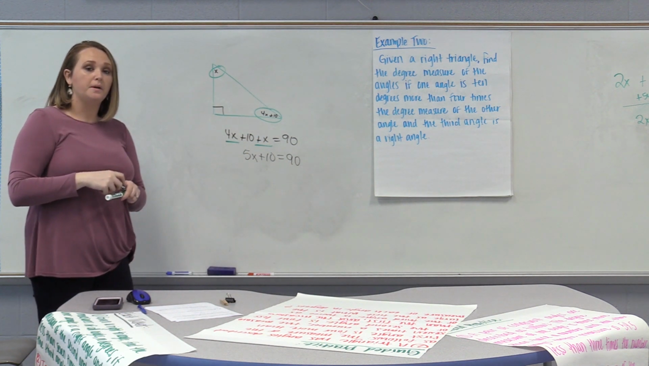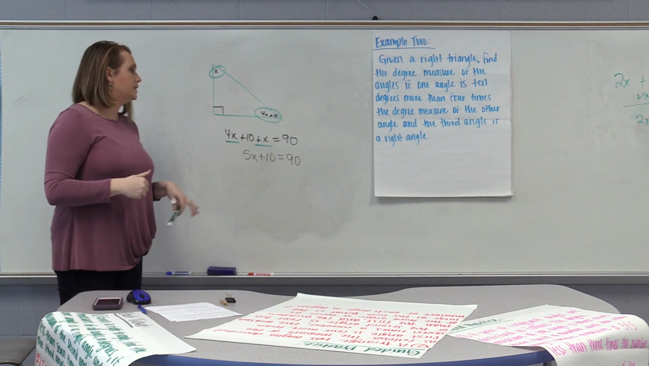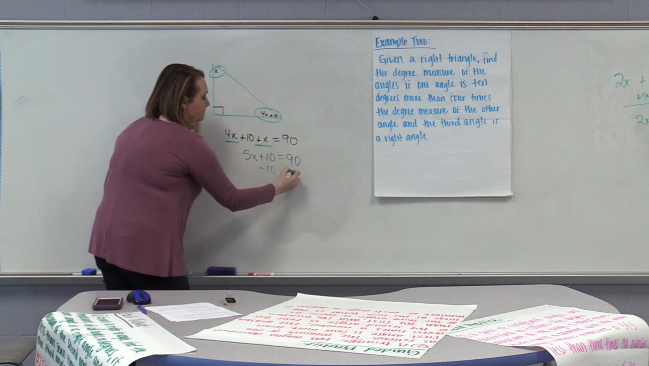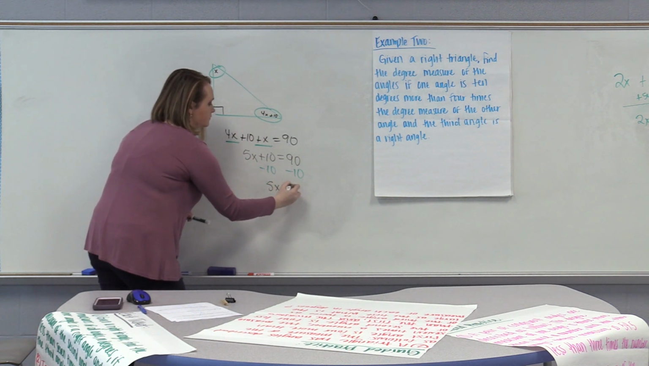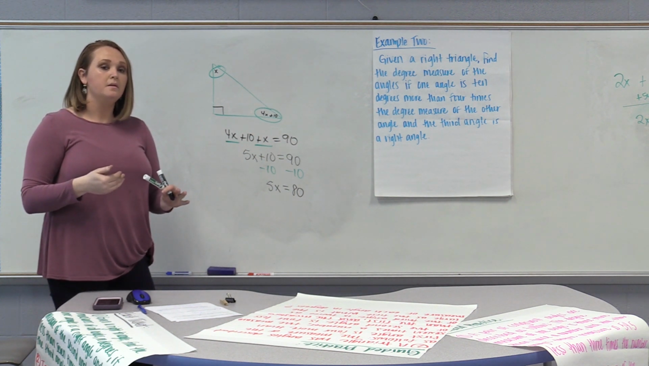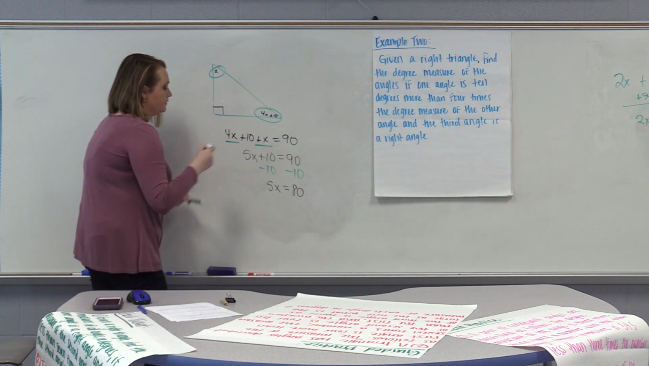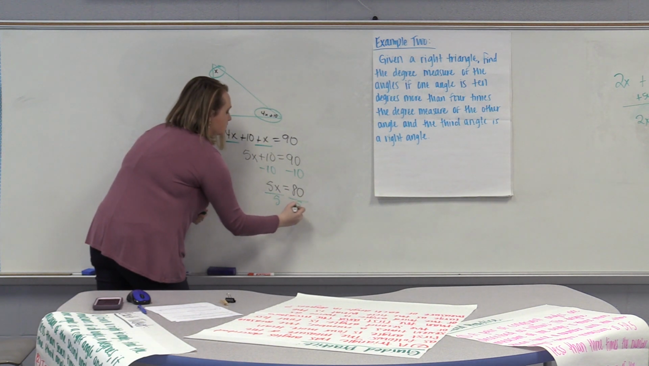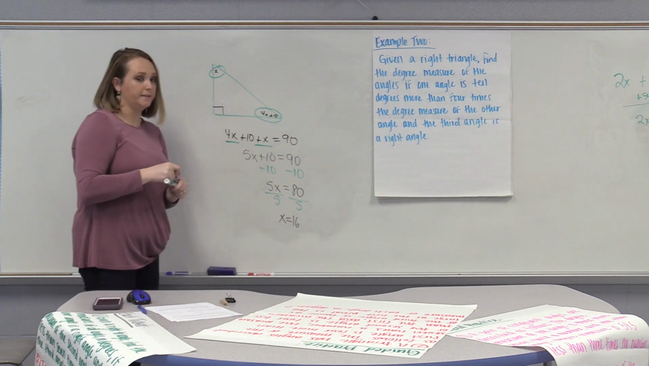We will use the property of equality that states that if A is equal to B, then A minus C is equal to B minus C, where C is equal to 10. Now I'll use the property of equality that states if A is equal to B, then A divided by C is equal to B divided by C, where C is equal to 5. And x is equal to 16.